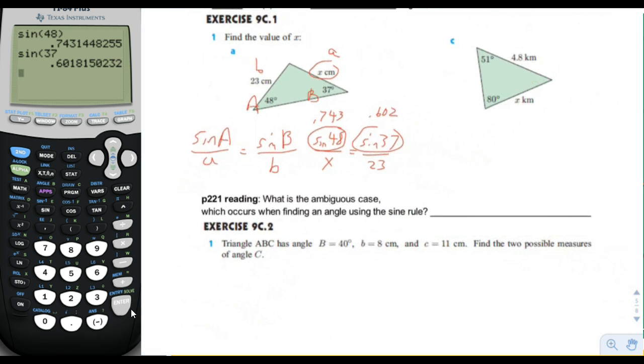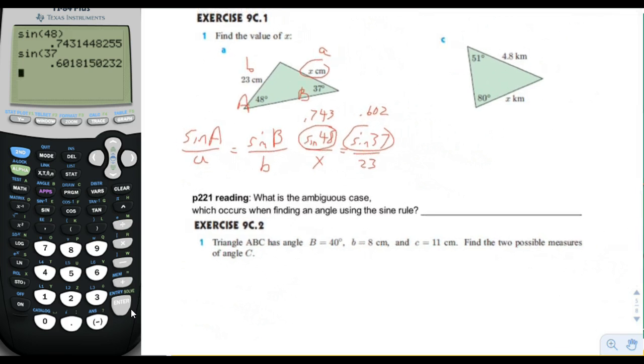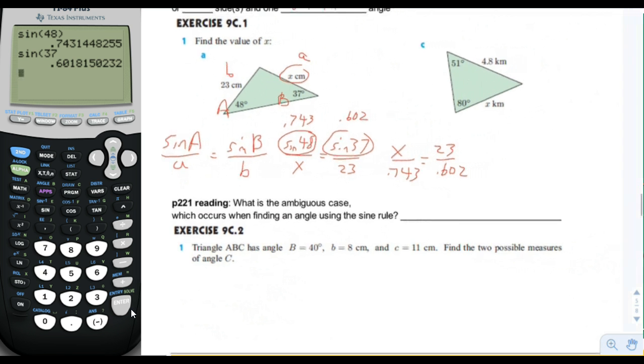So now you just need to do a little bit of algebra to find that. There's a couple ways you could do this. You could cross multiply if you like to cross multiply. Otherwise, you could just invert both sides. Instead of having 0.743 over x, you could have x over 0.743. And then the other one, instead of having 0.602 over 23, you could invert it. You could put 23 on top and 0.602 on the bottom. Okay? And then you just multiply both sides by 0.743 and you have a value for x.